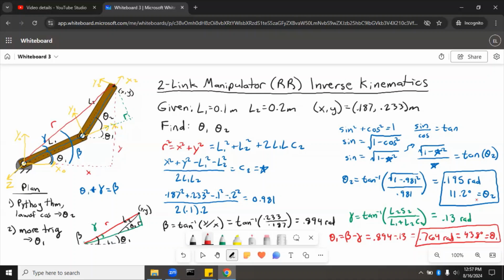Basically what we did here is we took the two-link manipulator and broke it into pretty much all the triangles we could find. We used the Pythagorean theorem and law of cosines to get theta 2. And then we did some more trig, more Pythagorean theorem, to get theta 1.